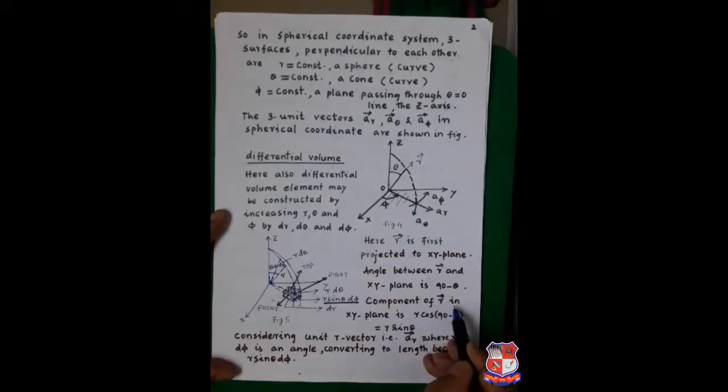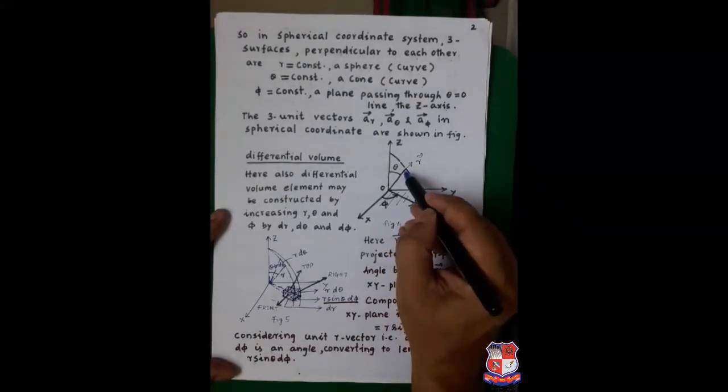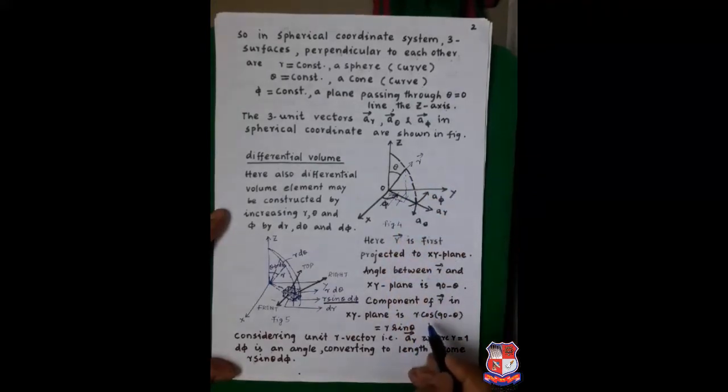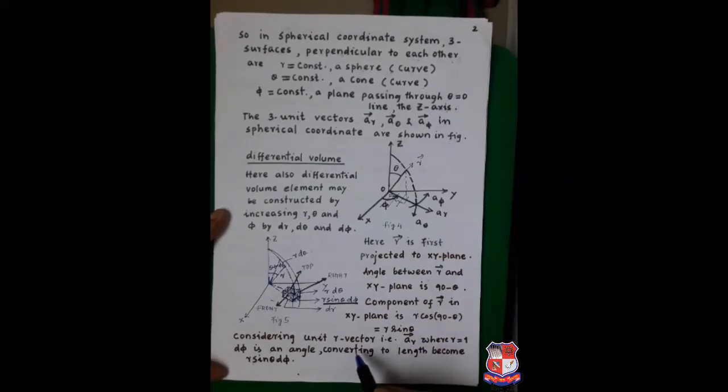So the component of r in the xy plane, when you are projecting it on the xy plane, will be r cos(90 minus theta), that is r sin theta. Considering the unit r vector, that is a_r, the magnitude of a_r will be 1. So d phi is an angle.